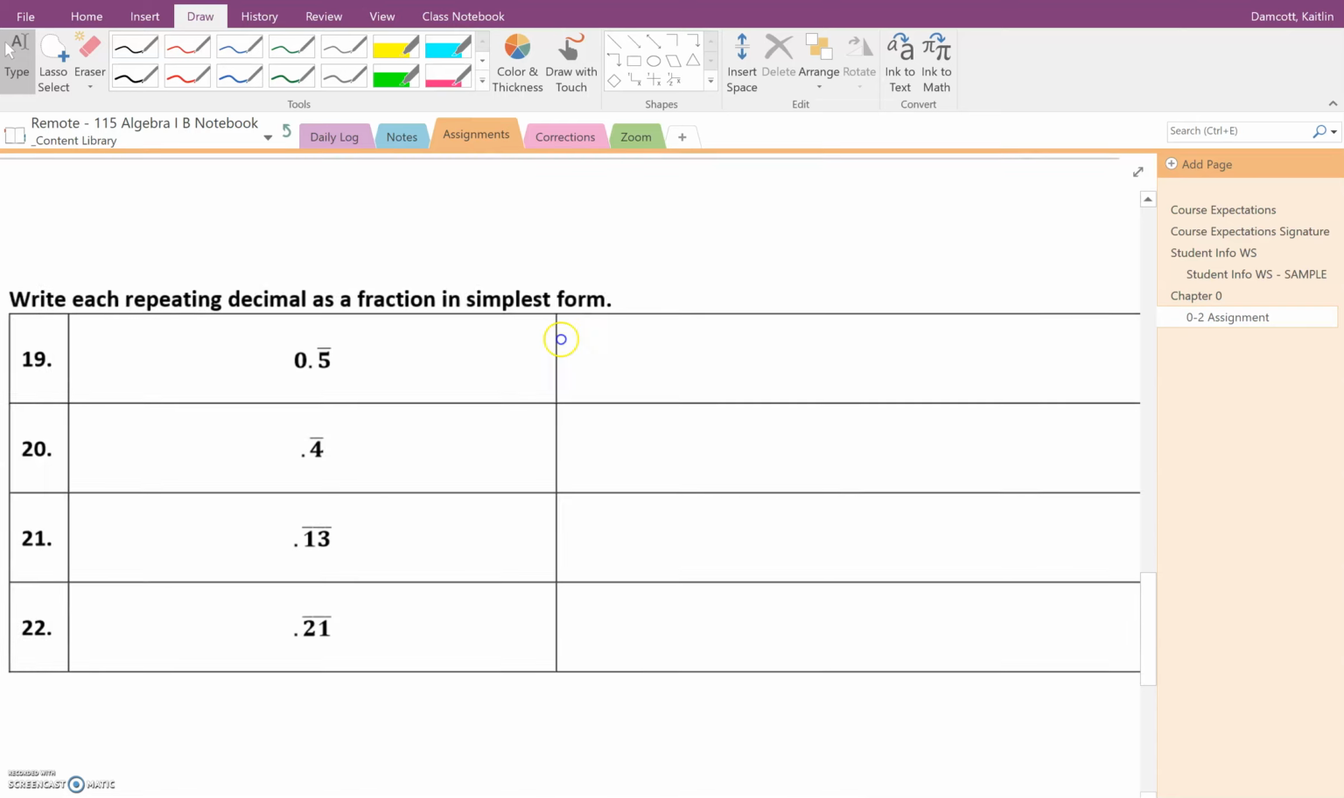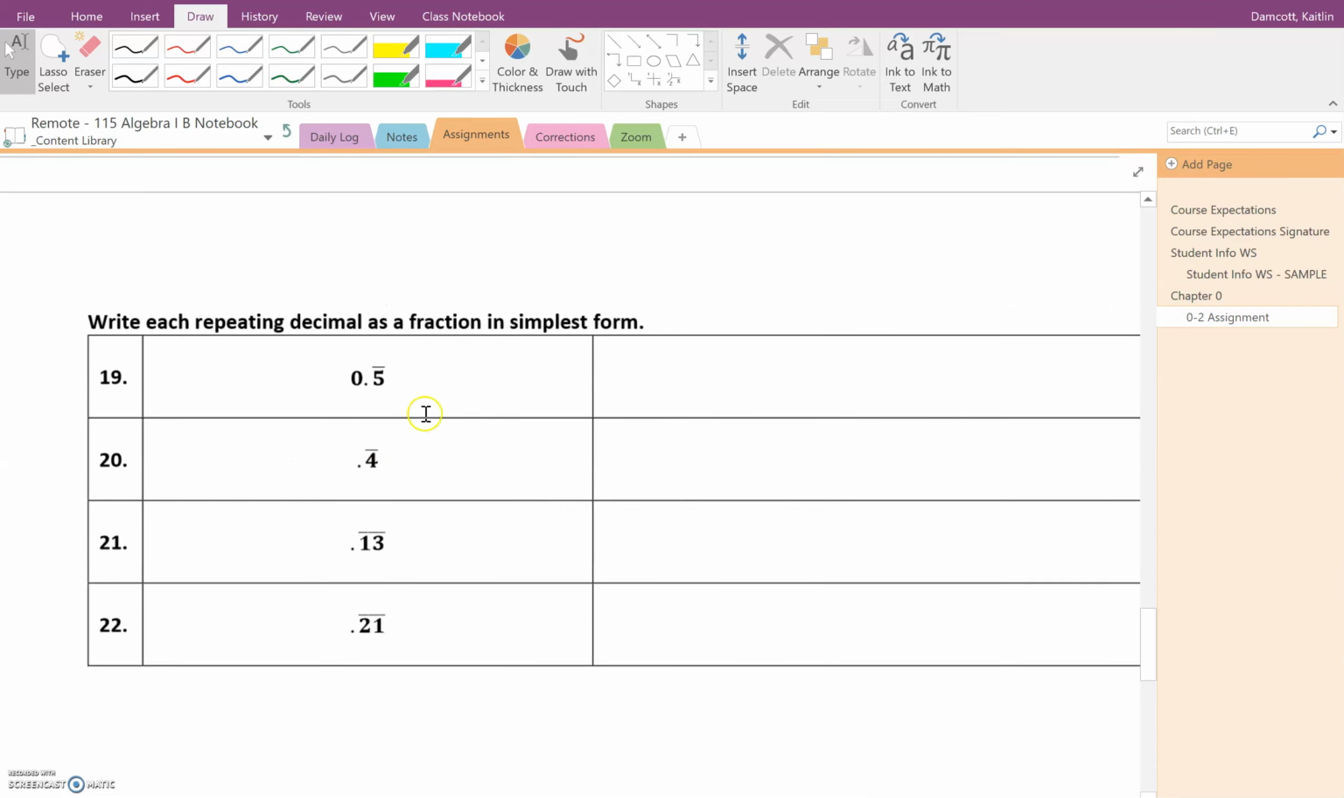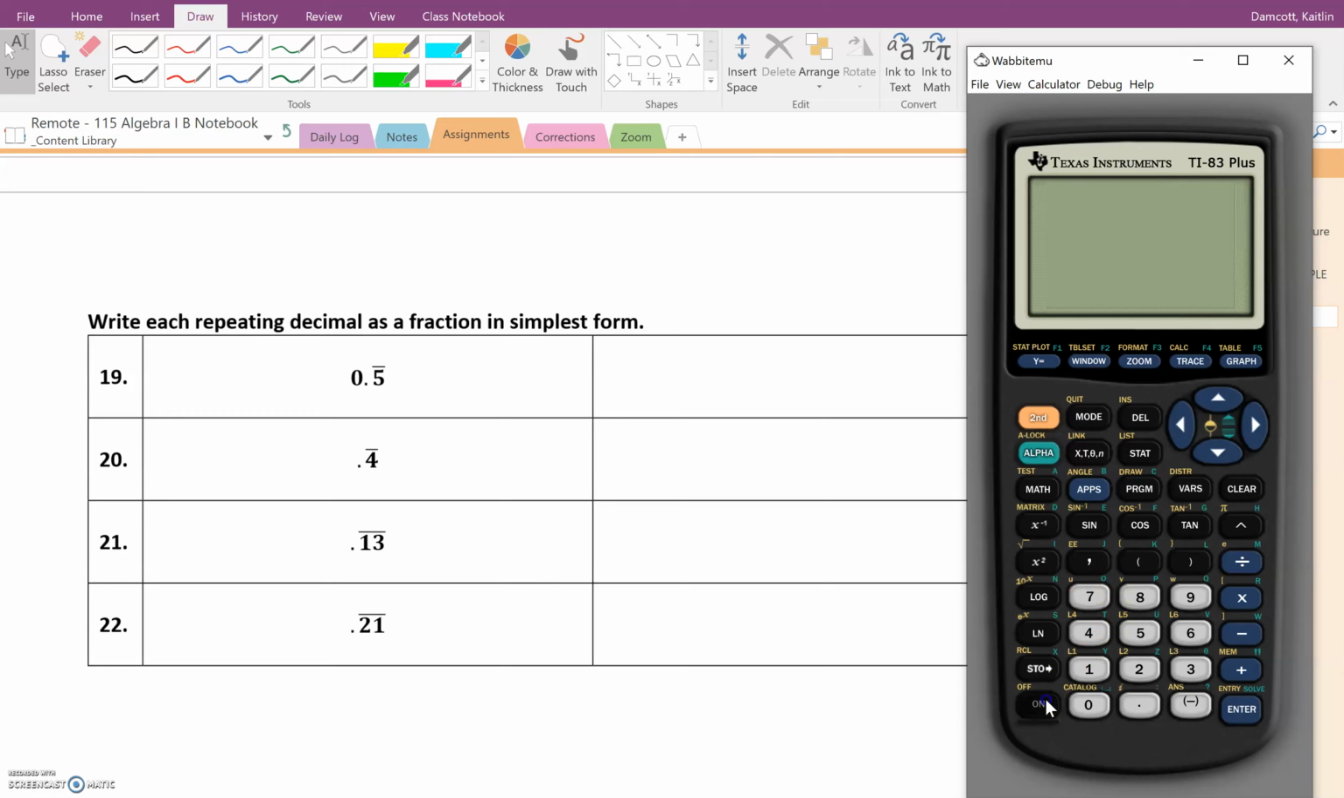So the first one is 0.5, and the bar is over the 5. So the 5 is going to repeat over and over and over again. With my calculator, I'll show you this. You just turn on your graphing calculator, and it has to be a graphing calculator. You type in the 0 if you want, but you don't have to. But then you need the 0.5, and it repeats, so just hit a bunch of 5s.